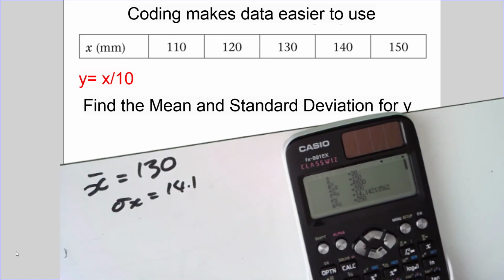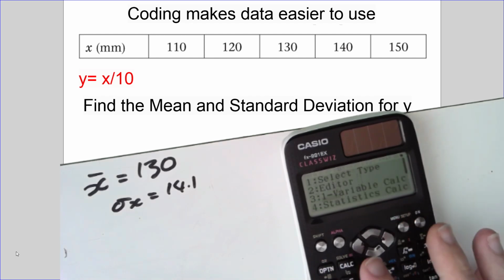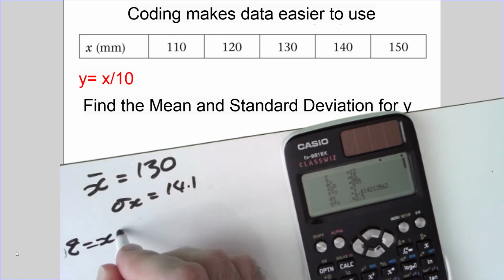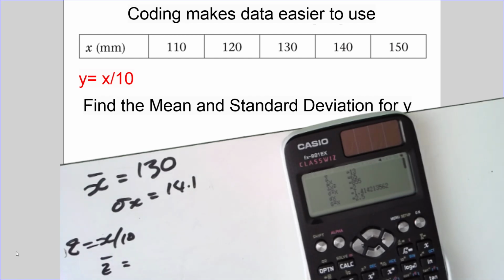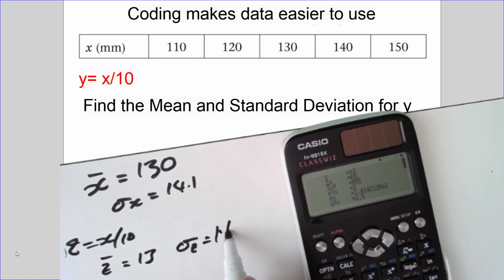If we look at the next little example, if we code here by dividing by 10 instead. So if I go back to my table, and this time if we divide by 10, we're going to get 11, 12, 13, 14, 15. So if I put in 11, 12, 13, 14, 15, and do one variable calculations, so if we have z, which is x over 10, we get z bar, the average for z's, is now 13. And sigma z, the standard deviation for z, is now 1.41.